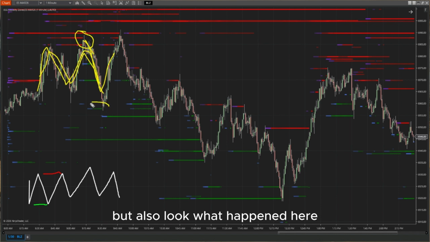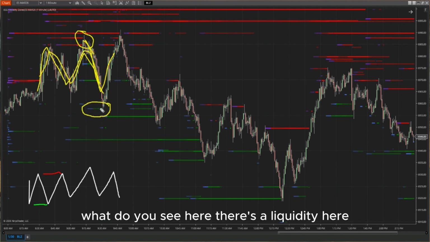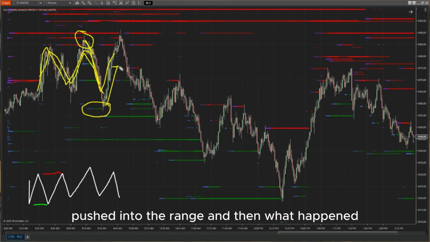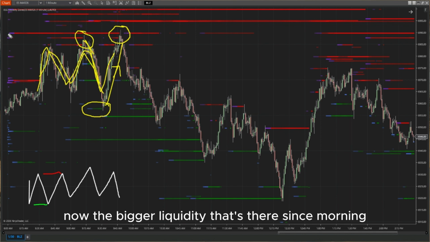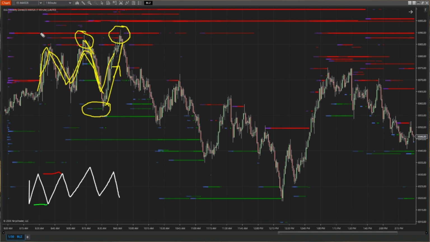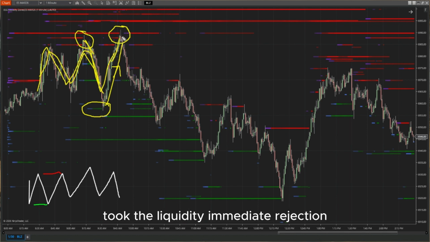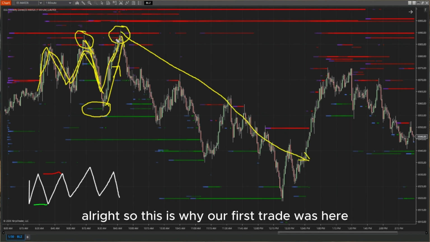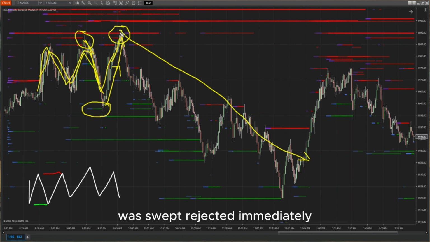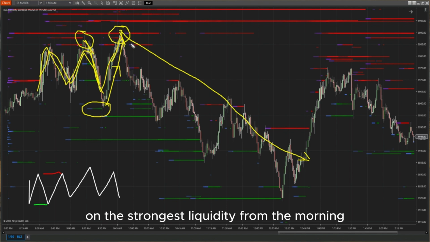But also look what happened here. There's a liquidity here. Price went to the liquidity, immediately got into the range. And then look at this. Now the bigger liquidity that's been there since morning. This one came just last minute, right? This one came in the morning. All day it was there. Price went back, took the liquidity, immediate rejection. This is the golden entry for you to take the way down. So this is why our first trade was here. The moment I saw the liquidity was swept, rejected immediately on the strongest liquidity from the morning, that's the greatest entry.